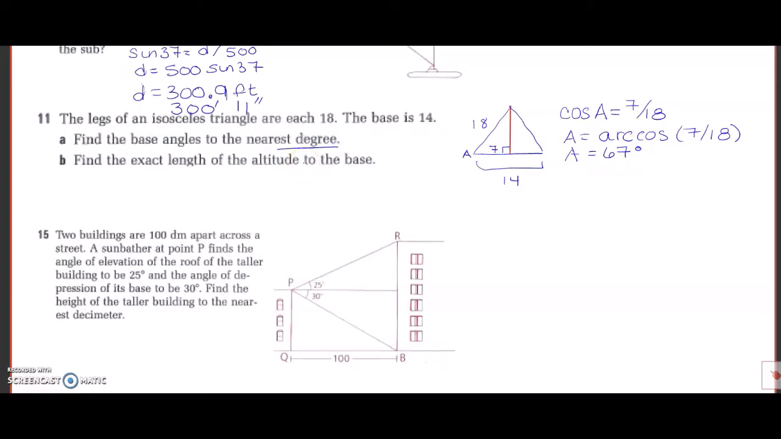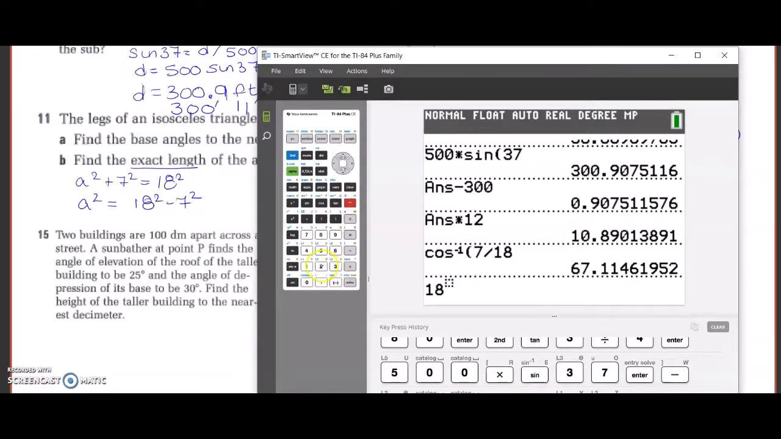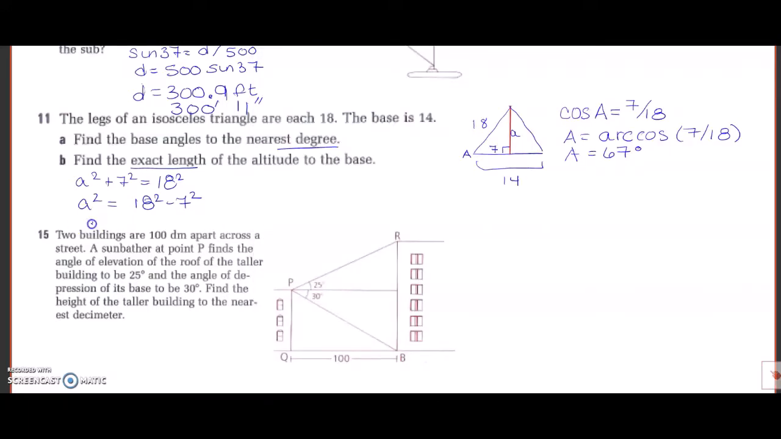Find the exact length of the altitude. So if I need the exact, that means I cannot use a calculator. So I'm going to say the altitude squared plus 7 squared is equal to 18 squared using the Pythagorean theorem. So a squared is going to be equal to 18 squared minus 7 squared. Well, I am going to use the calculator for that part. 18 squared, minus 49, is 245.